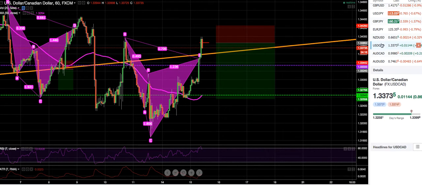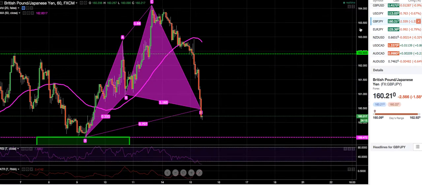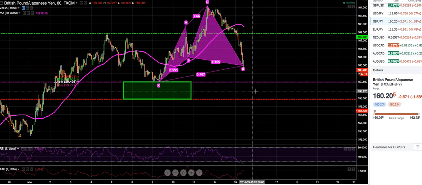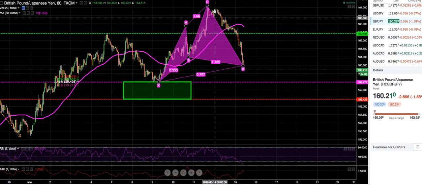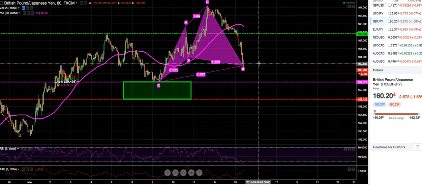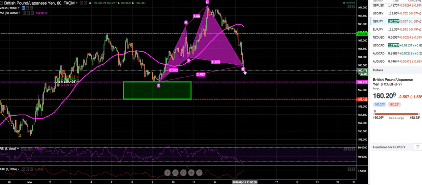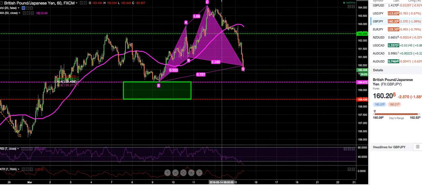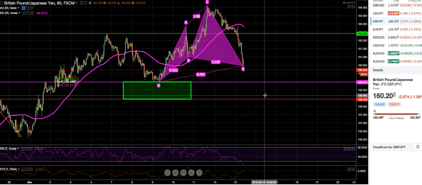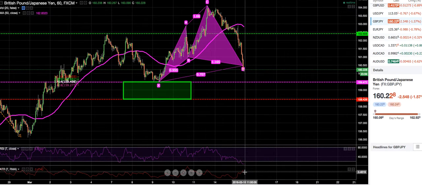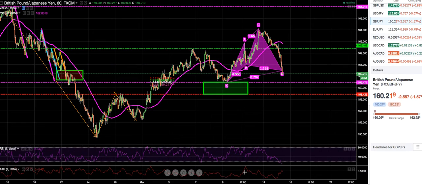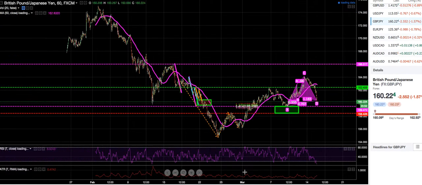The pound yen. Let's see what we have on the pound yen. The pound yen, we have a cipher pattern right here. This is my problem with the pound yen. I haven't gone long right here, and this is why. The damn ATR on the pound yen is getting ridiculously high.